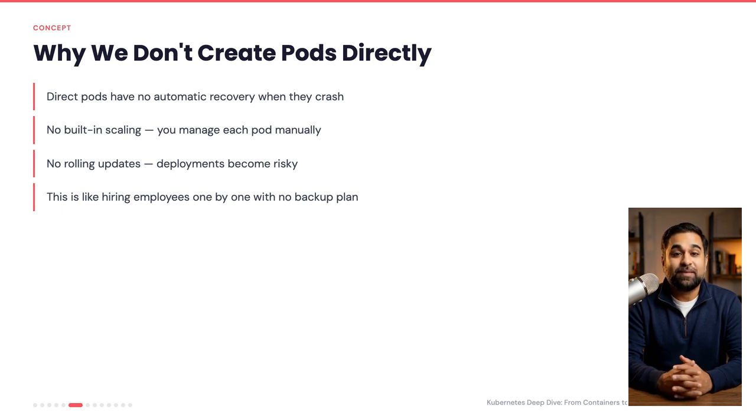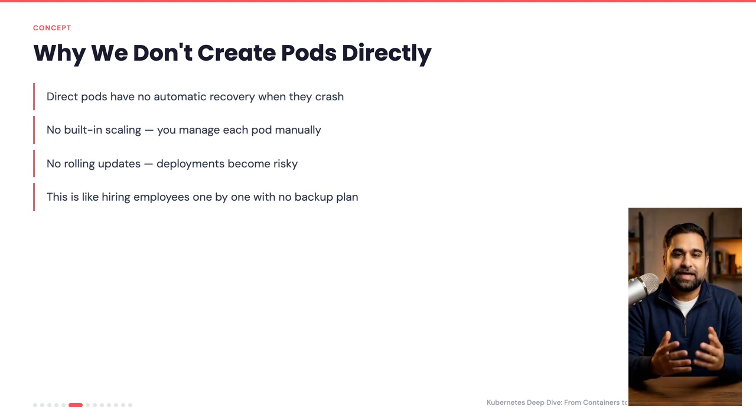Anatomy of a deployment manifest. Every Kubernetes resource follows a similar structure. Let's break down a deployment manifest piece by piece. First, we have the API version. This tells Kubernetes which API to use. For deployments, it's apps/v1. Different resources use different API versions. Don't worry about memorizing them, you'll learn the common ones through practice.